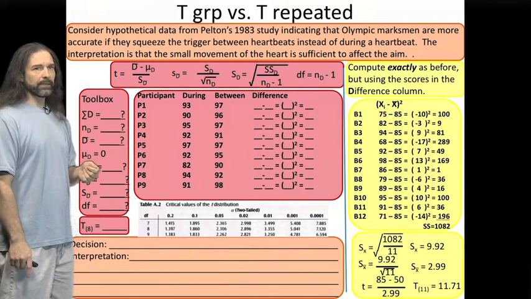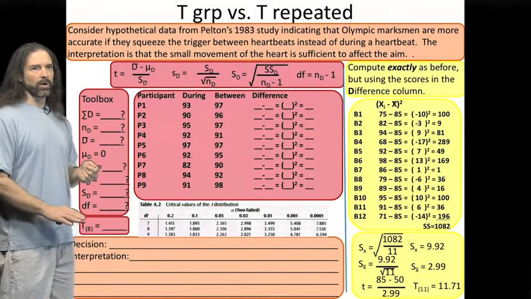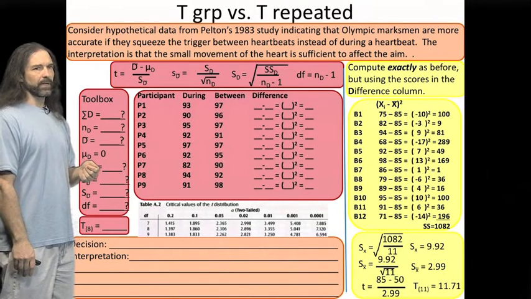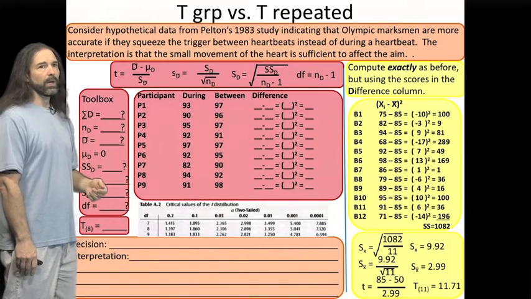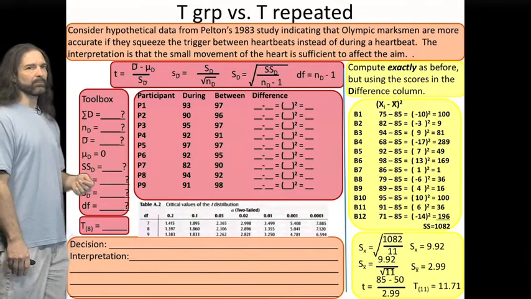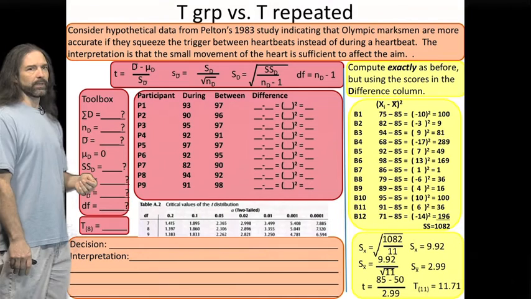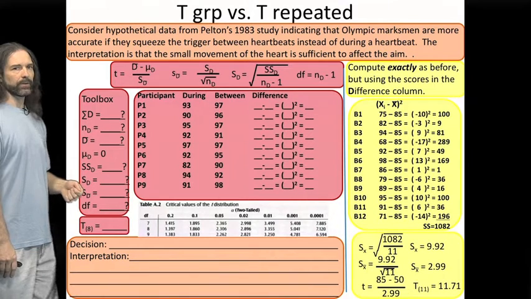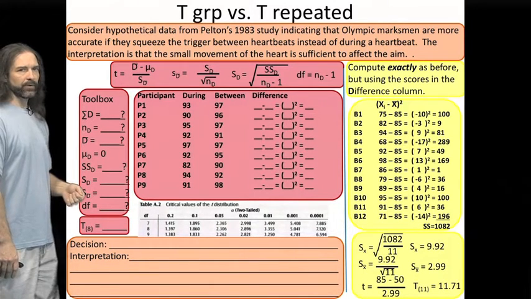Mu sub d for a repeated measures t-test is always 0. So you can immediately and every time when you create your toolbox, fill that in with mu sub d equals 0. Once I have my d bar, as I told you, you can then calculate your sum of squares. Once you have sum of squares, you can get your standard deviation and your standard error.